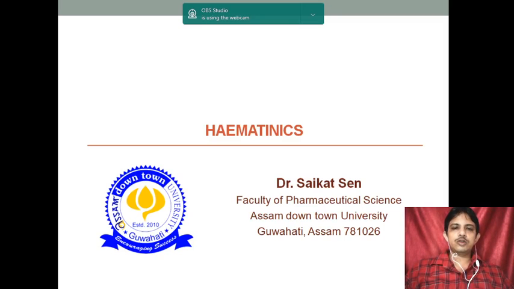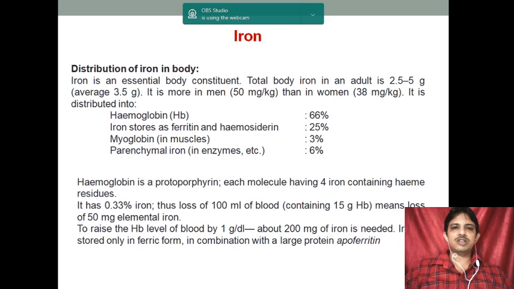Good morning. In continuation to our class on haematinics, now in the second part we are going to discuss iron. Already we have seen that iron is required for the production of RBCs, and also in the case of anemia. Now we are going to see the distribution and metabolism of iron, etc.